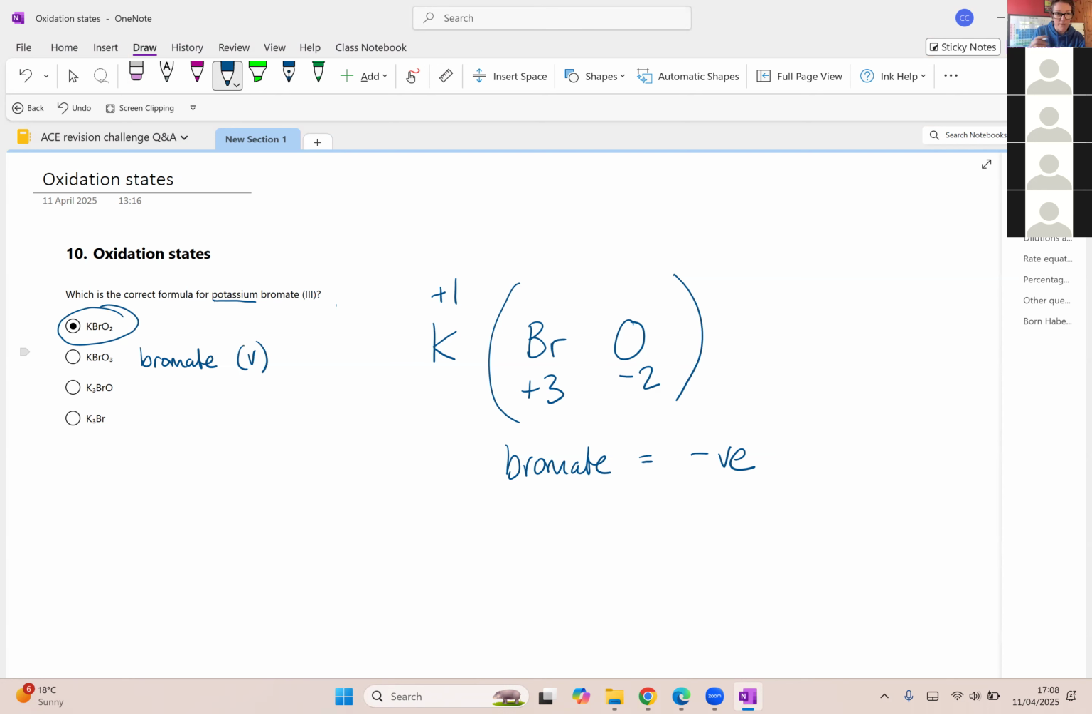When it comes to negative oxidation states, it's exactly like you learned it at GCSE: group 7, -1, group 6, -2, group 5, -3. When it comes to positive oxidation states, there's a range because it depends how many bonds we made.